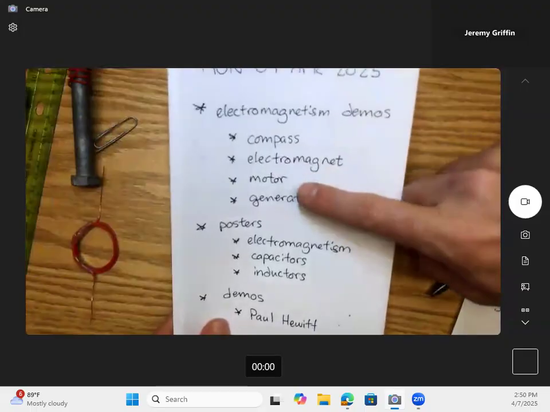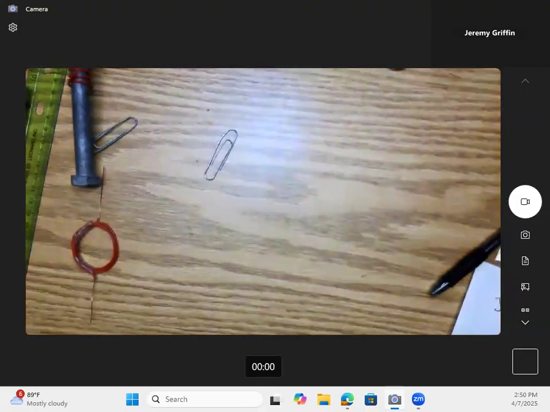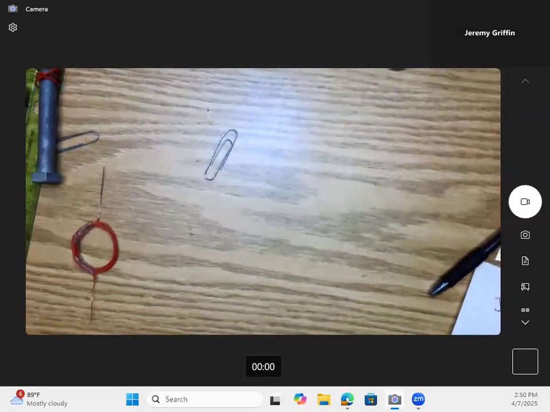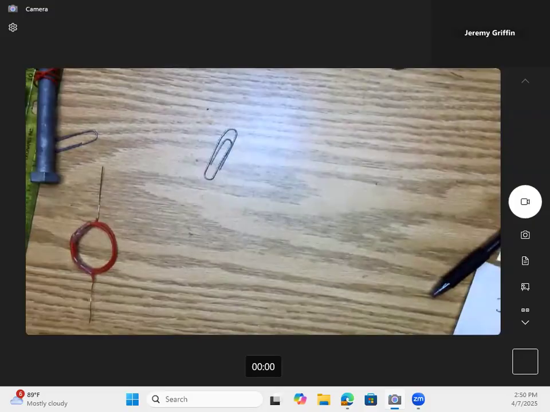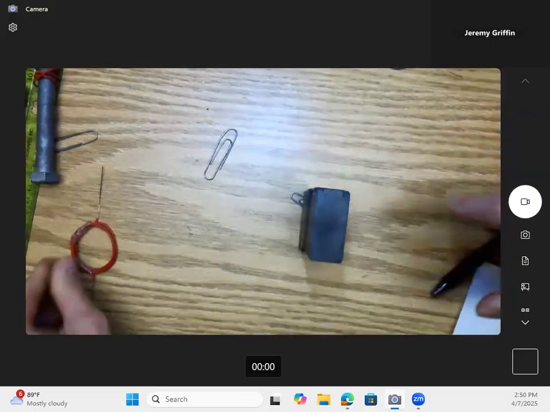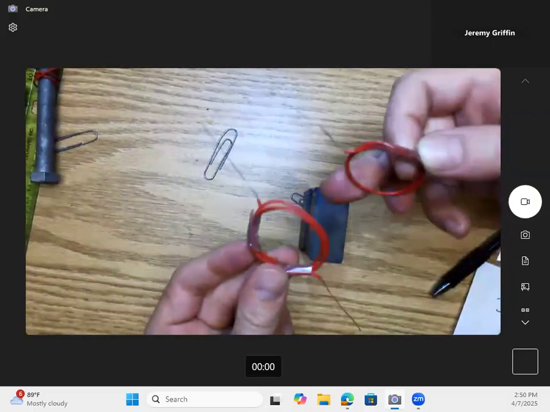All right, motor. Now this is the trickiest one to get working. Some classes this has worked really well, and in other classes it's been kind of spotty. So let's see if I can get a good run in front of you guys here. But I need a stack of magnets. Now for this one, I got a couple of these ready to go. Got these coils of wire.